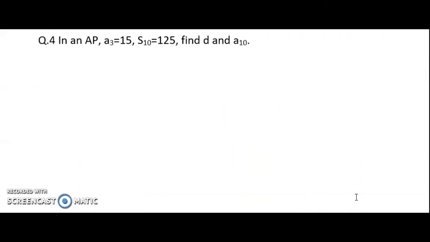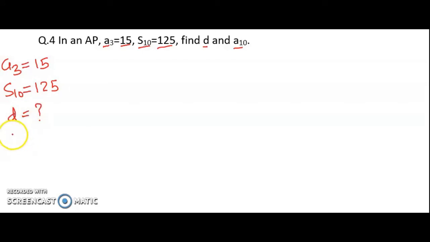Let's move to the fourth question. In an AP, the third term of an AP, a3, is given 15, and the sum of the first 10 terms is given 125. We have to find d and the 10th term of an AP. So write down here a3 is 15, then the sum of the first 10 terms, that is given 125, and we want to find the common difference and the 10th term of an AP.